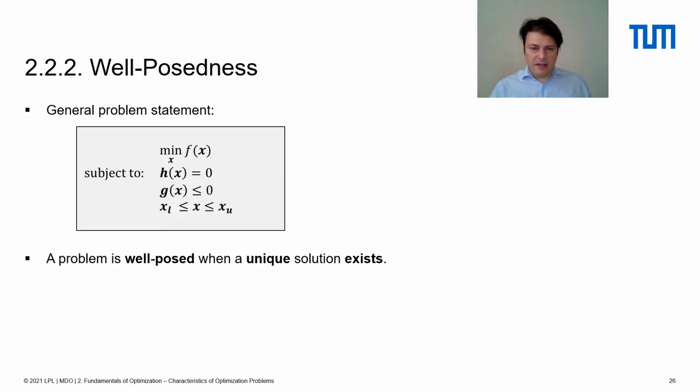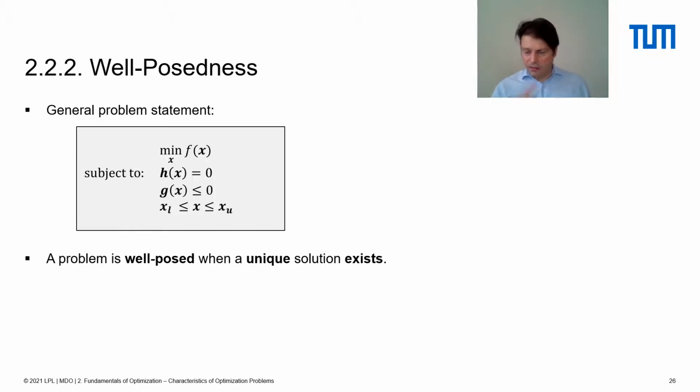Well-posedness says that your optimization problem has a unique solution. So there are 2 things included: its existence and uniqueness. So if your optimization problem produces multiple solutions, it's not well-posed. If your optimization problem has no solution, it's not well-posed.